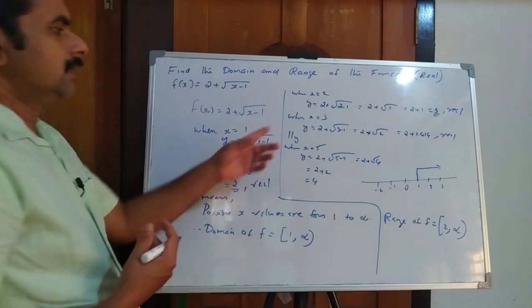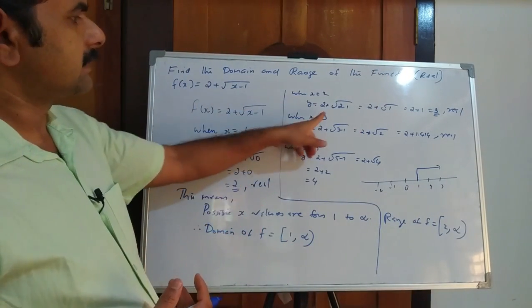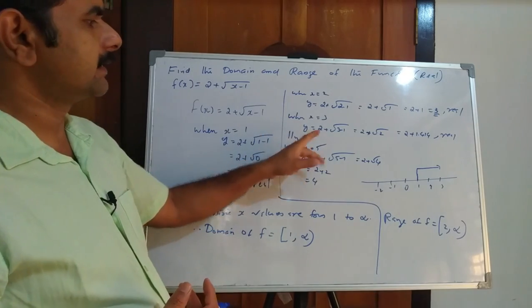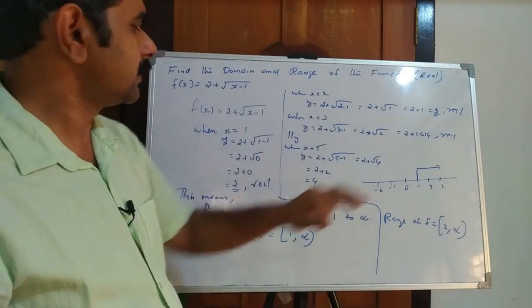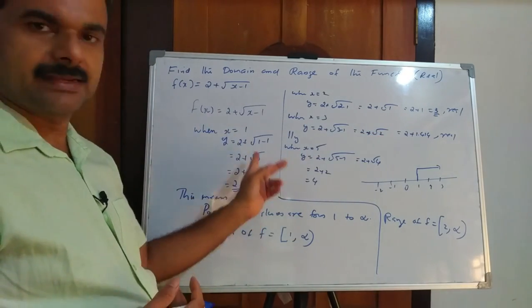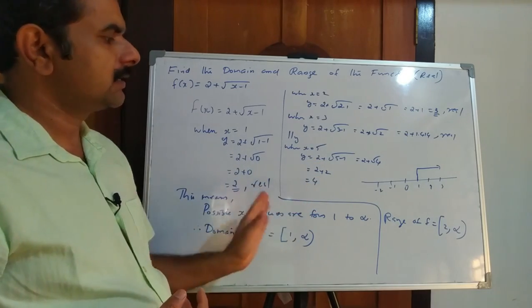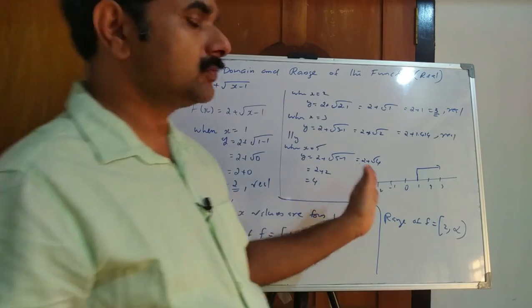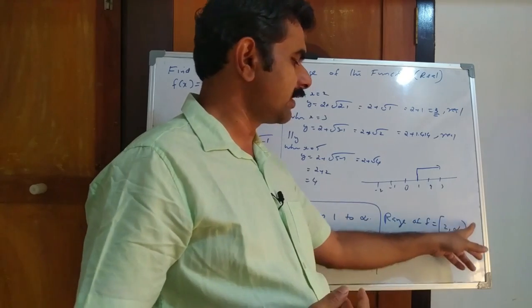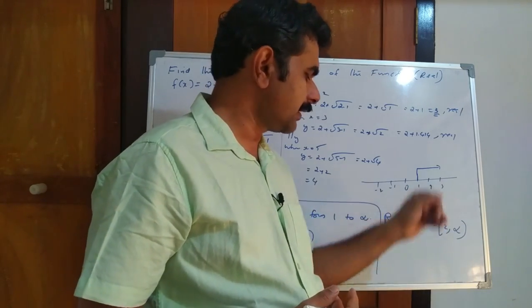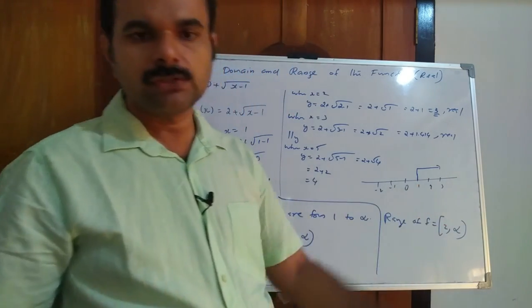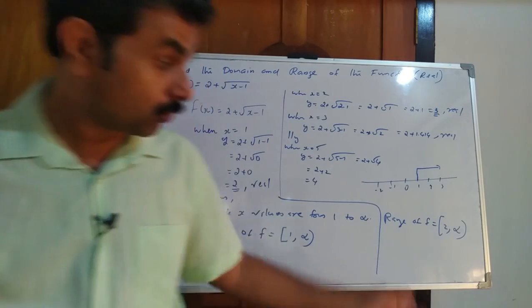Okay. First answer is 2, second answer 3, third answer 3 point something, fourth answer and so on, fifth answer 4, and this will approach up to infinity. Since infinity is unknown, we can use this type of bracket. So range of f is equal to 2 comma infinity.